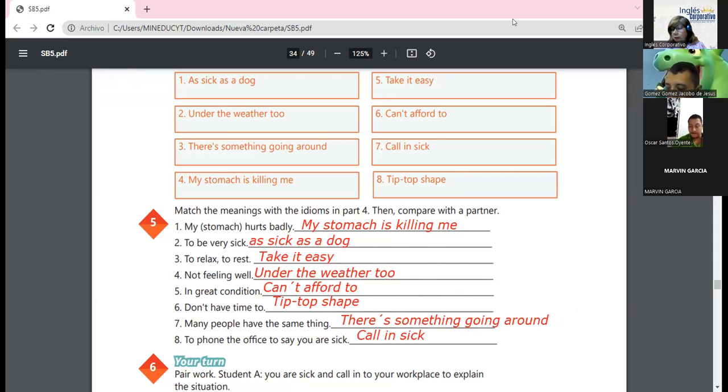Okay, let's check. Number one is my stomach is killing me. Two is as sick as a dog. Three, take it easy. Four, under the weather. The number five is tip-top shape. Okay, tip-top shape, because shape is estar en forma, remember? When you say, I am in shape, estar en forma, okay? And tip-top shape is in great condition or estar en forma.